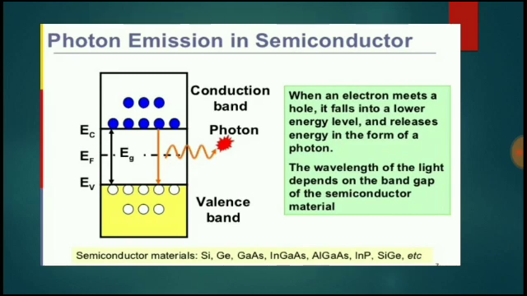For making LEDs, we use some semiconductor materials. The materials are silicon, germanium, gallium arsenide, indium gallium arsenide, aluminum gallium arsenide, indium phosphide, and so on. These are the most used semiconductor materials.